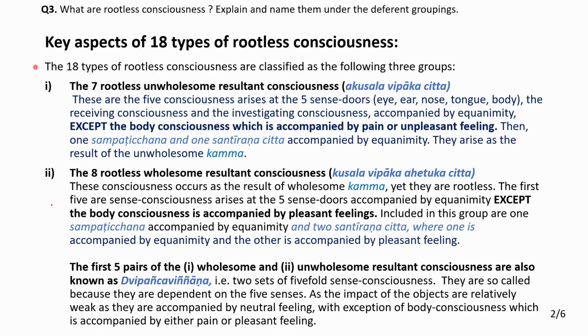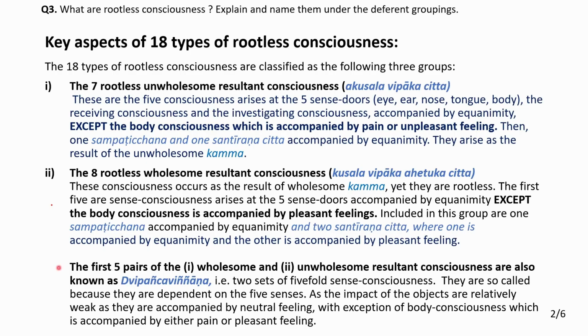The second group consists of 8 rootless wholesome resultant consciousness, kusala vipaka ahetuka citta. This consciousness occurs as the result of wholesome karma, yet they are rootless. The first 5 are sense consciousness that arise at the 5 sense doors accompanied by equanimity, except the body consciousness, which is accompanied by pleasant feeling. Included in this group are 1 sampatichana accompanied by equanimity and 2 santirana citta, where 1 is accompanied by equanimity and the other one accompanied by joy.